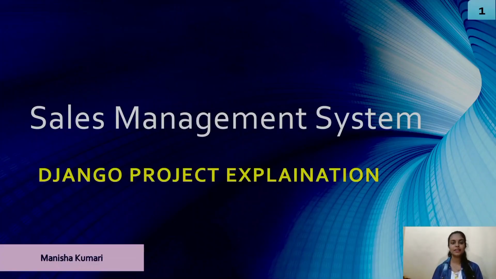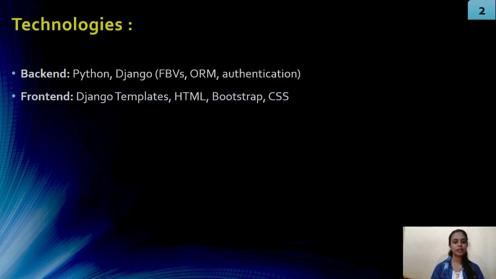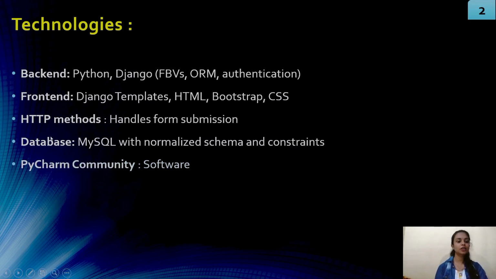For building the Sales Management System project, I have used Django, which is a Python framework, and the Python programming language as backend. For front end, I have used HTML, CSS, and Django templates. HTTP methods I have used for handling form submission. The methods I have used are the POST method and GET method. To store the data, I have used MySQL database, and to write all this, I have used PyCharm Community.